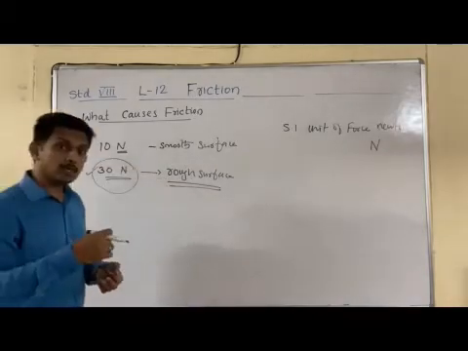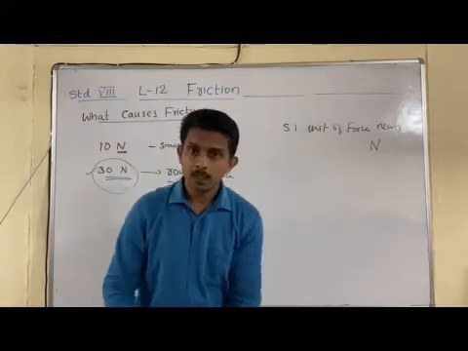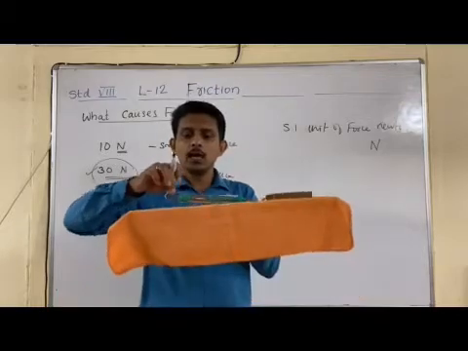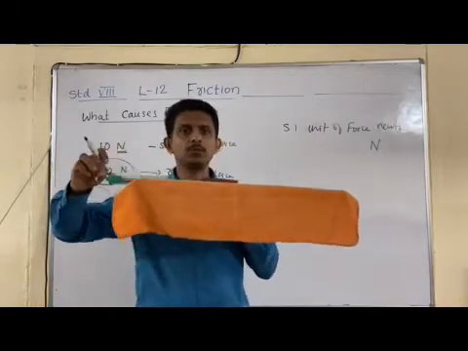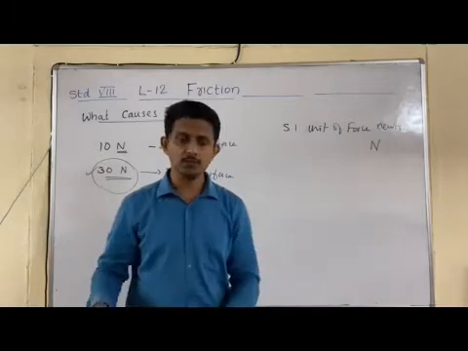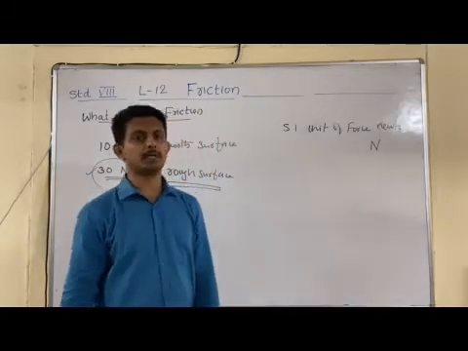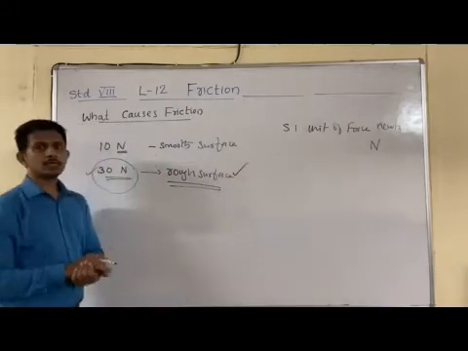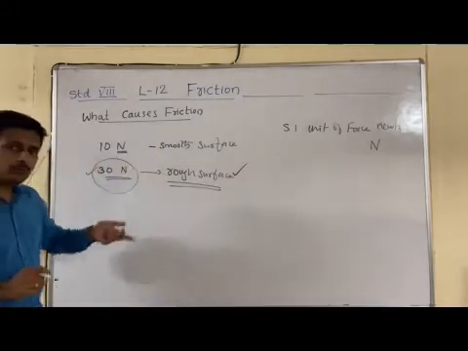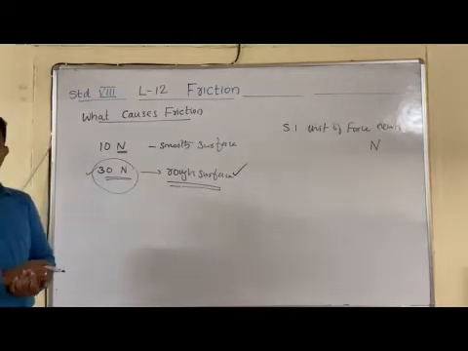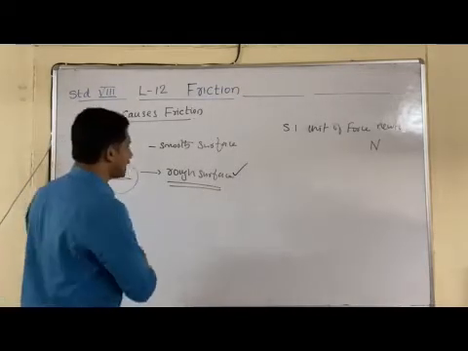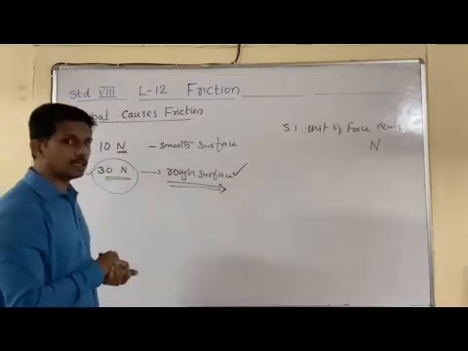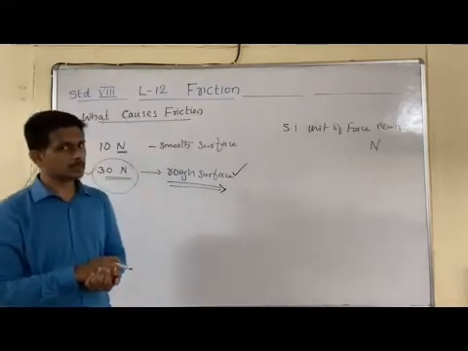That means the larger applied force means this object is exerting more frictional force in the opposite direction. That is the reason I have to apply more force in order to move this object. There is a larger frictional force acting on this object in the opposite direction. So we can say that as the roughness of the surface increases, the friction or frictional force also increases. From this activity it is clear.